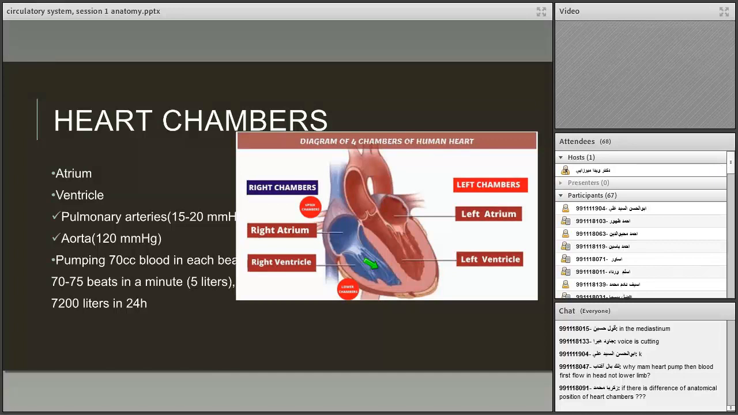I will talk about the abnormalities of the heart in next sessions. Now we will talk about the normal form of the heart.